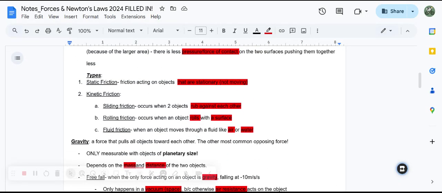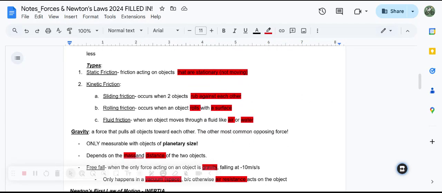There are two main types of friction. There's static and there's kinetic. Static friction is friction that's acting on objects that are stationary. They're not moving yet. It's what keeps things from just sliding all around all the time. When you put a book on a table, that book doesn't just slide off the table randomly. And that's because there's friction interacting between the table and the book.